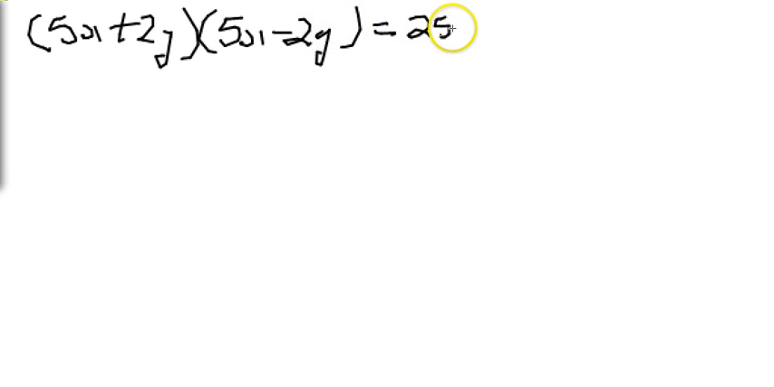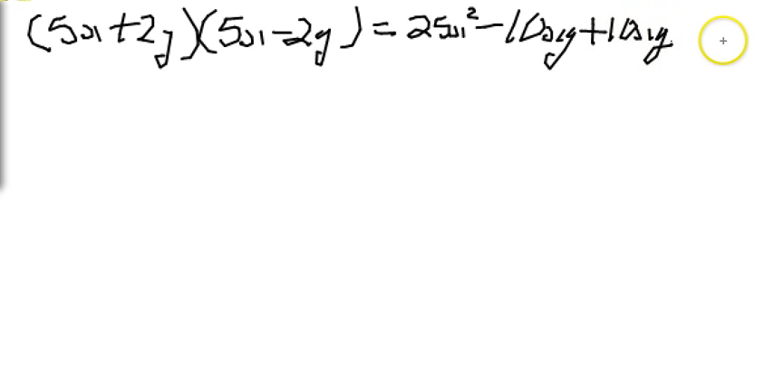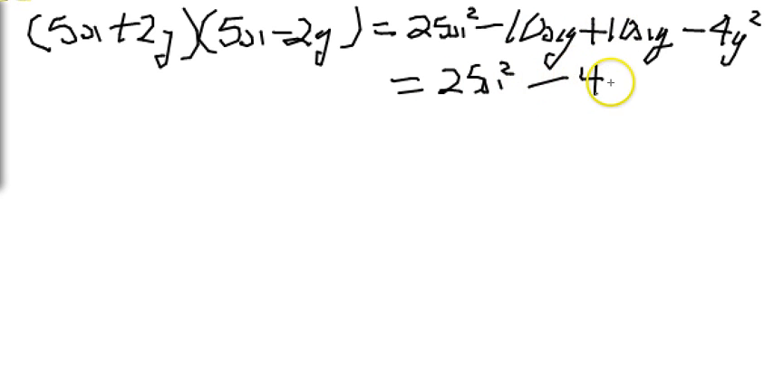5x times 5x is 25x squared. 5x times minus 2y will give us minus 10xy. Plus 2y times 5x will give us plus 10xy. And the last two terms, plus 2y times minus 2y, will give us minus 4y squared. Collect those together, 25x squared. Minus 10xy plus 10xy will cancel, and you're left with minus 4y squared. So in this case, we only have two terms.